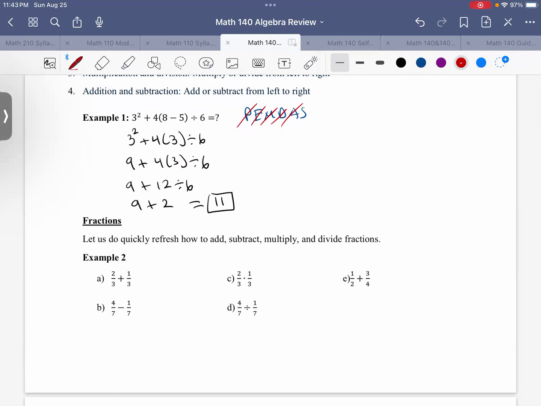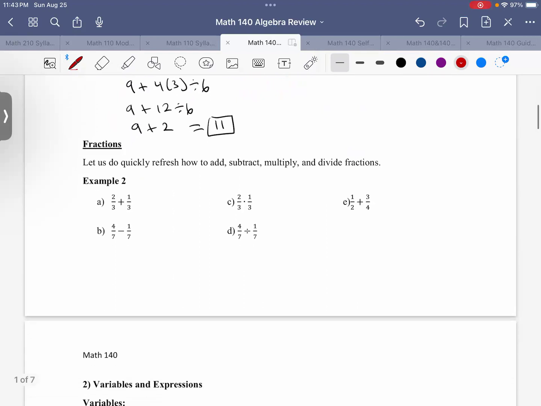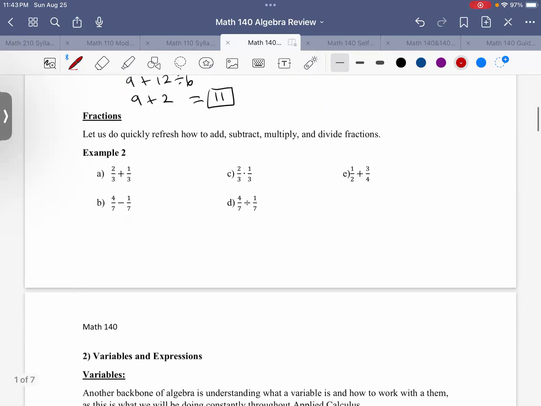All right, let's move on to fractions. You might be familiar with this, but it might be a little shaky from your past, so let's refresh it and get on the same page. Let's see how we can add, subtract, multiply, and divide fractions.